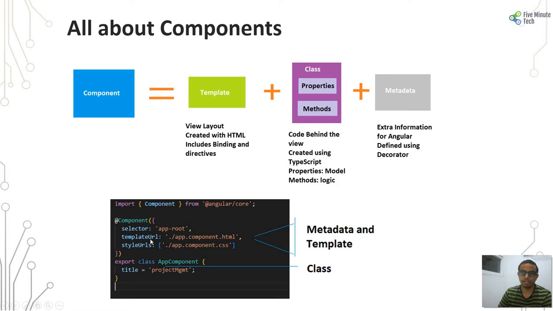So in the image below you can see we have defined a component which has a selector as app-root, and its template URL is a separate HTML file, and then we have a style URL which is defined as a CSS. Also we have this class, the app component class, which has a property called title, and we have given a value to it.